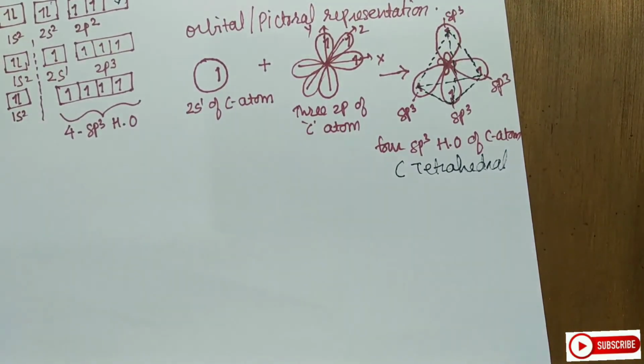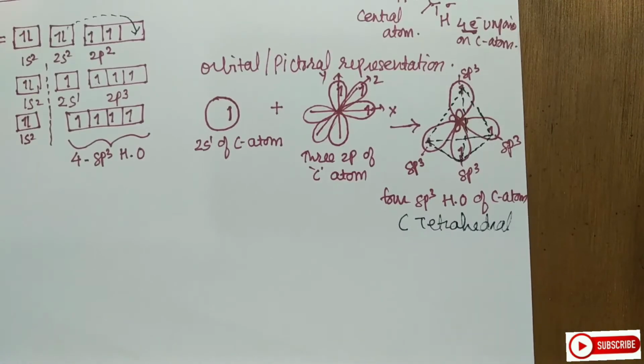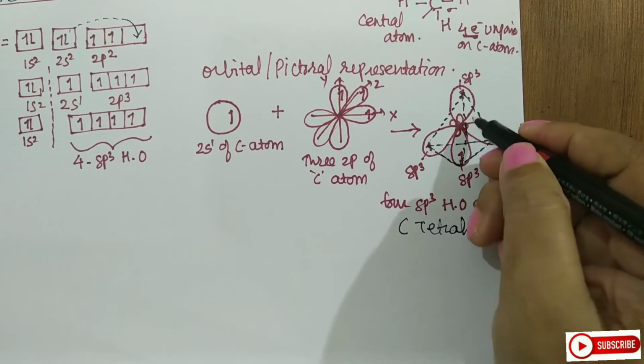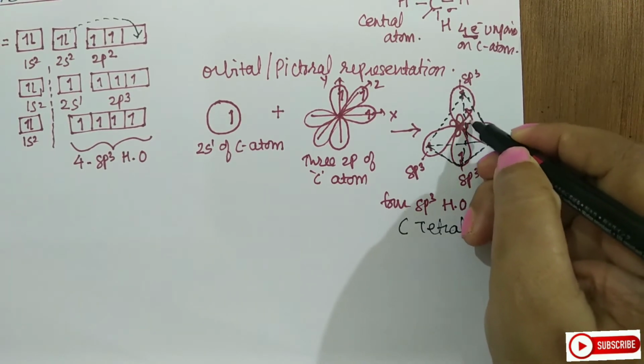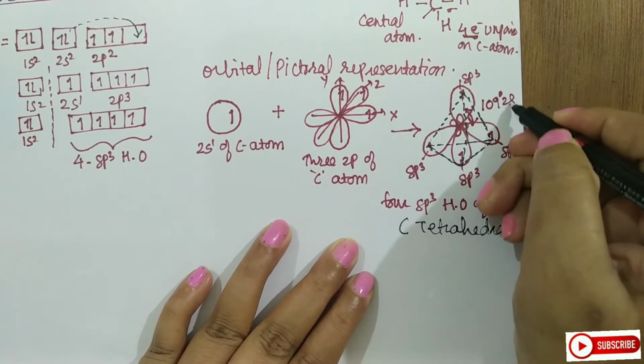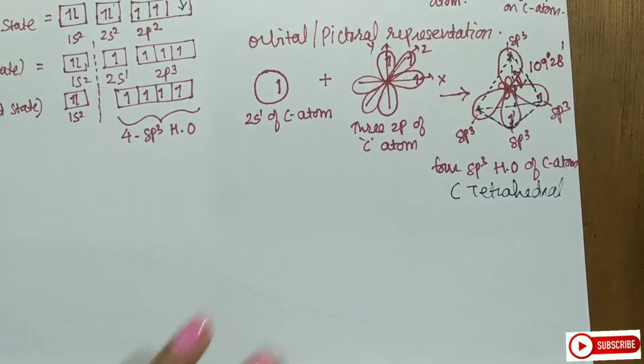Now students, once the geometry is decided here, hydrogen, like a guest, will only overlap onto these particular hybrid orbitals. Once this geometry is formed, the bond angle is decided, and the bond angle observed here is 109 degree 28 minutes. So these are the hybrid orbitals which are formed.